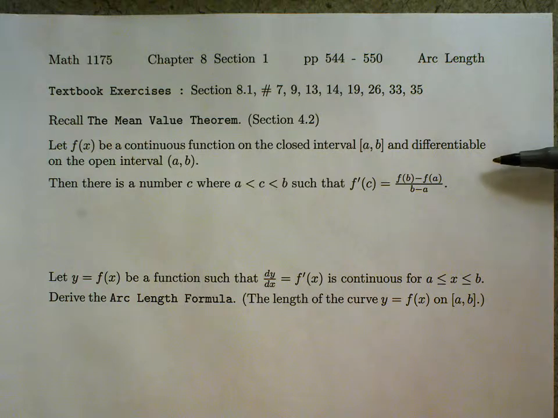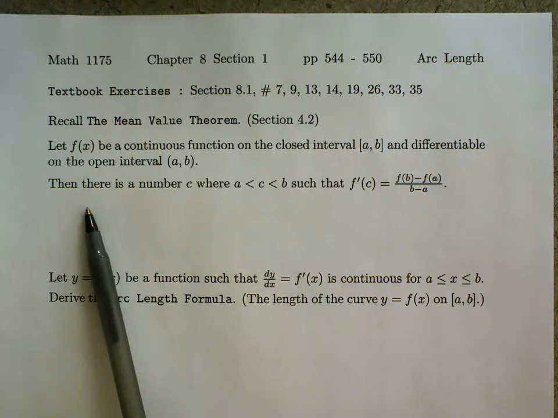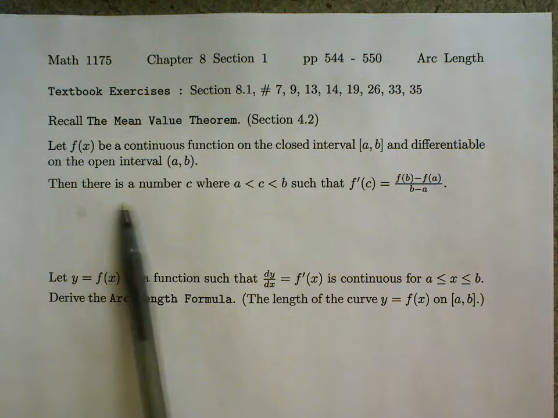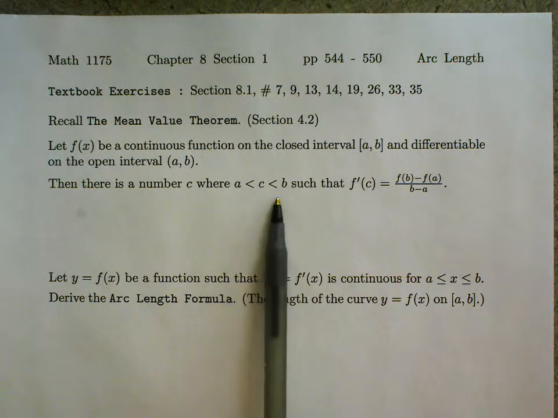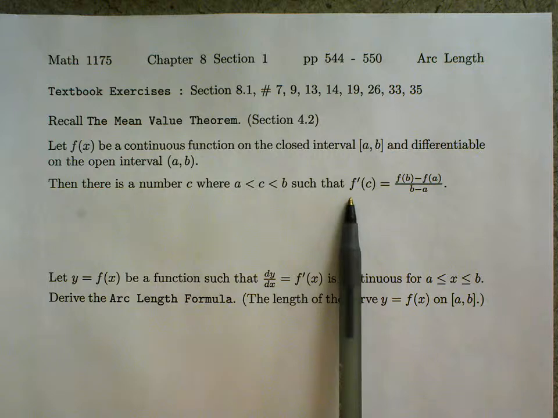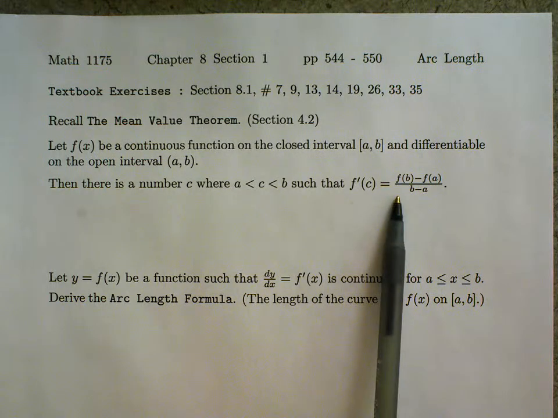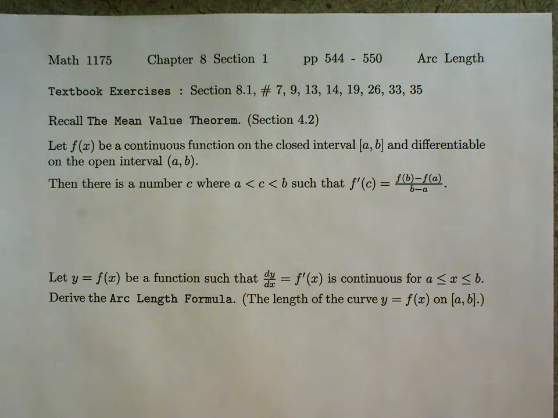Let f of x be a continuous function on a closed interval from a to b, and differentiable on the open interval from a to b. Then the mean value theorem says there is a number c where a is less than c, which is less than b, such that f prime of c equals f of b minus f of a divided by b minus a.